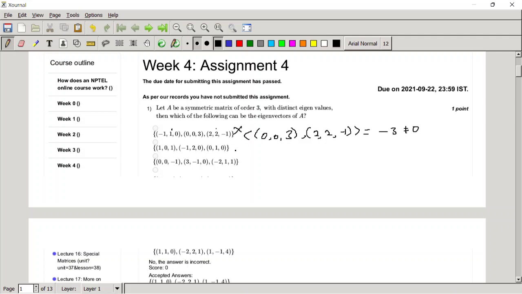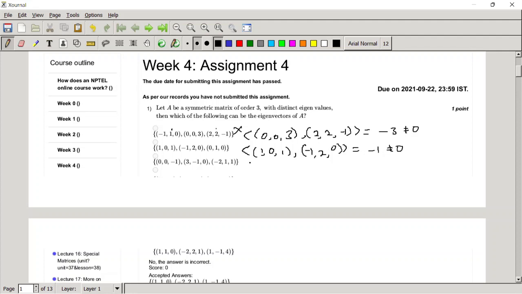For the second option, can you tell me which vectors are not orthogonal? Which two vectors? Can you guess by simply looking at the vectors? 1 0 1 and minus 1 2 0, yes, and 0 1 0. So this is equal to -1, which is not equal to 0.